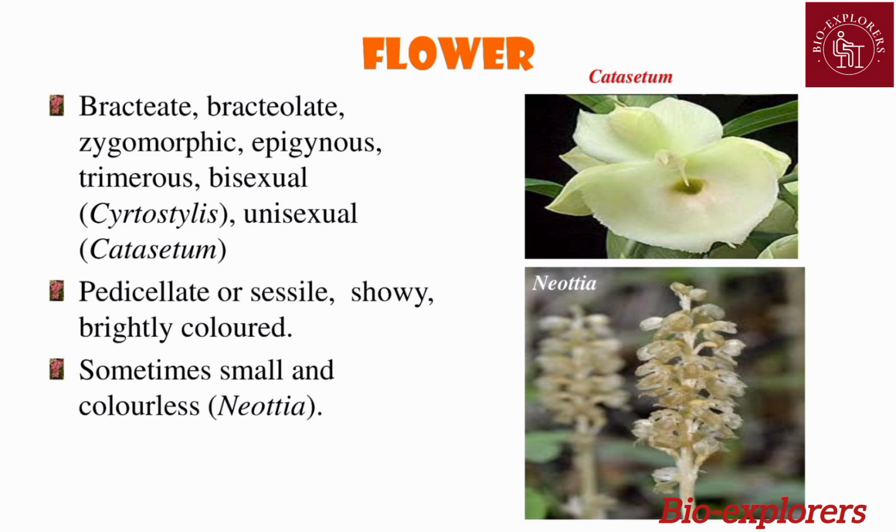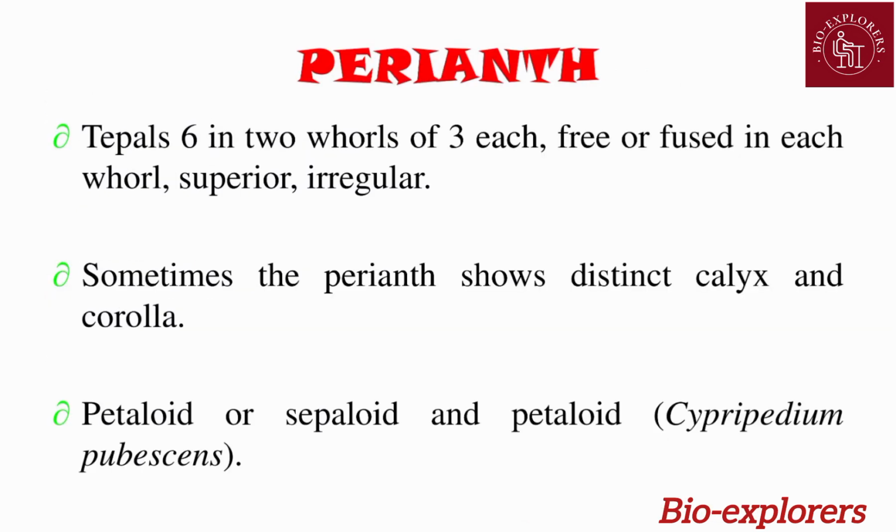Now we pass on to the floral features of Orchidaceae. The flowers are bracteate, bracteolate, zygomorphic, epigynous, trimerous, either bisexual or unisexual. For example, for bisexual is Christisonia species and for unisexual is Catasetum species. So the flower is either pedicellate or sessile. It's showy and brightly colored. Sometimes the flowers are very small and colorless in nature. Example, Neottia species.